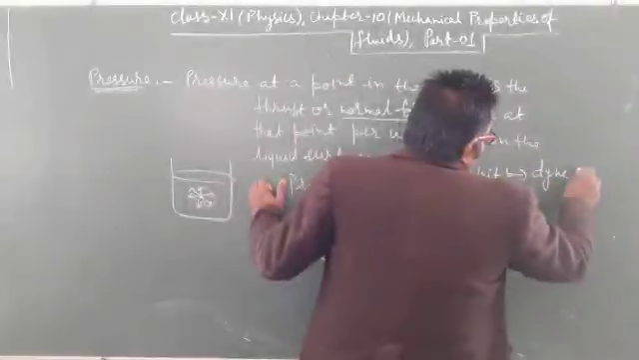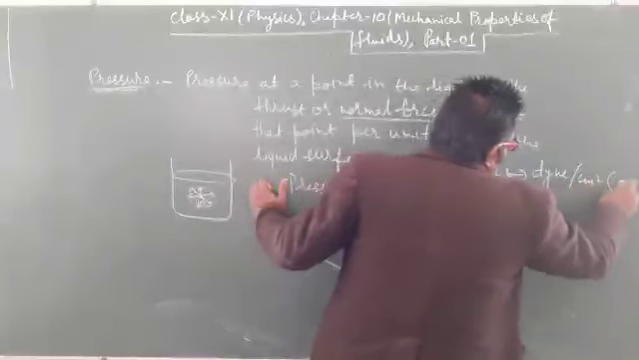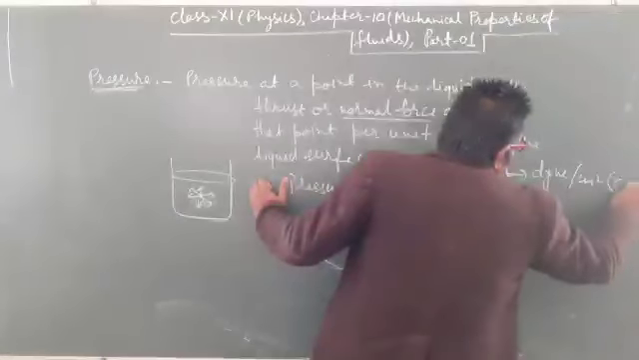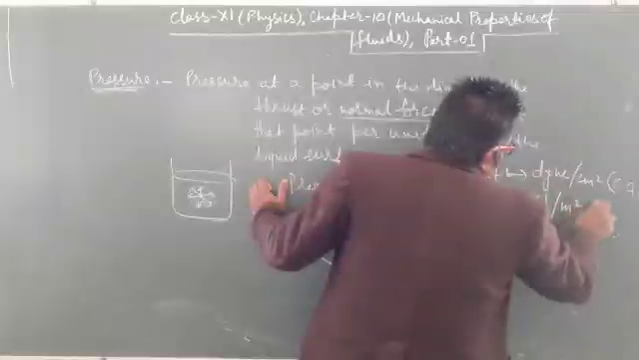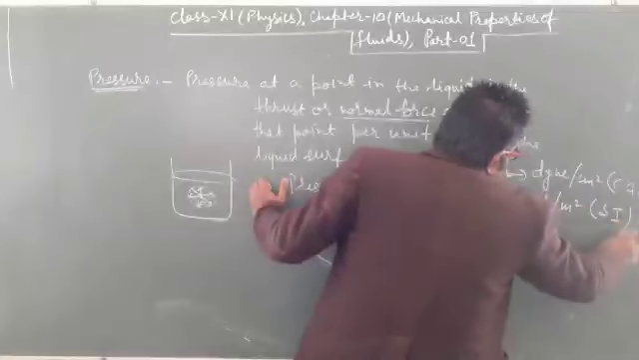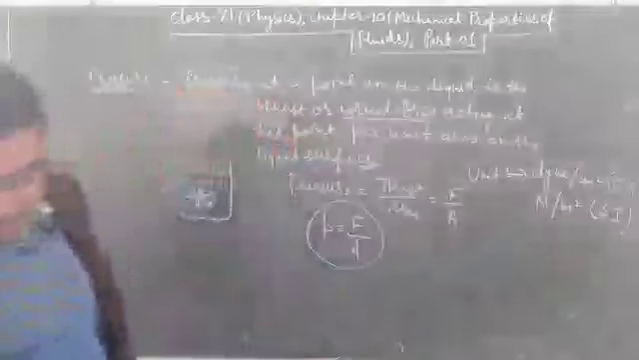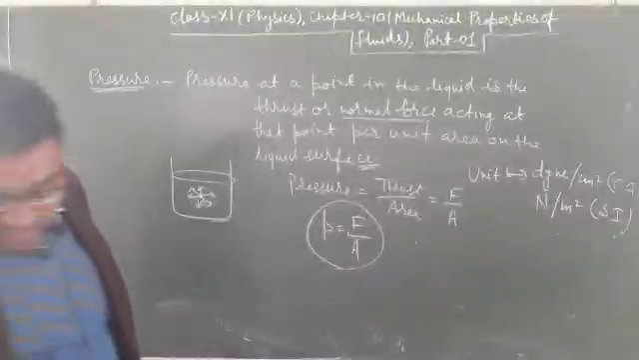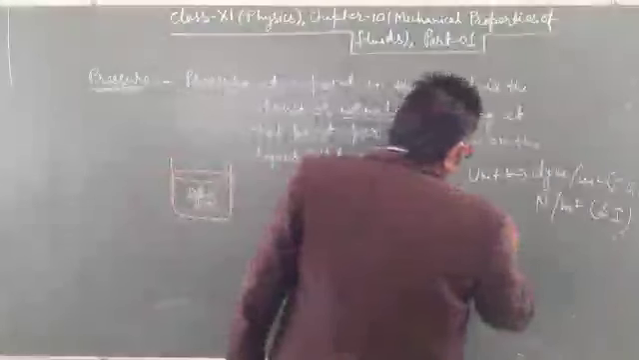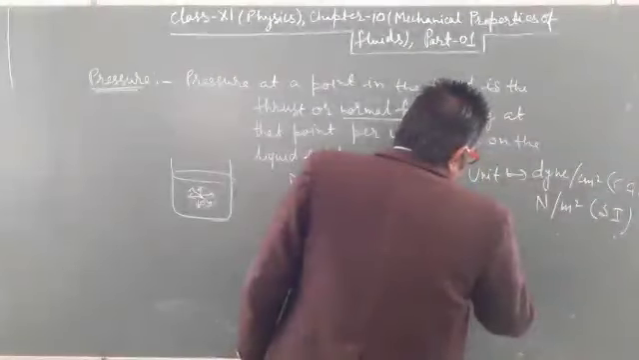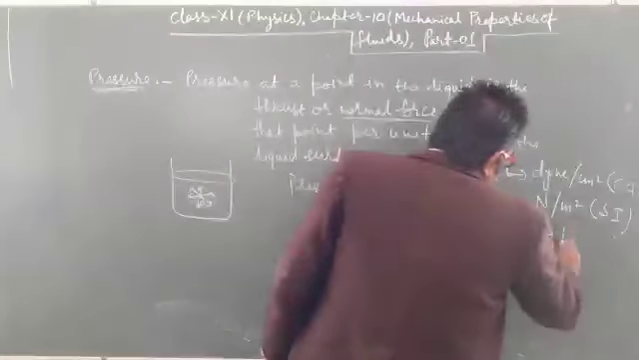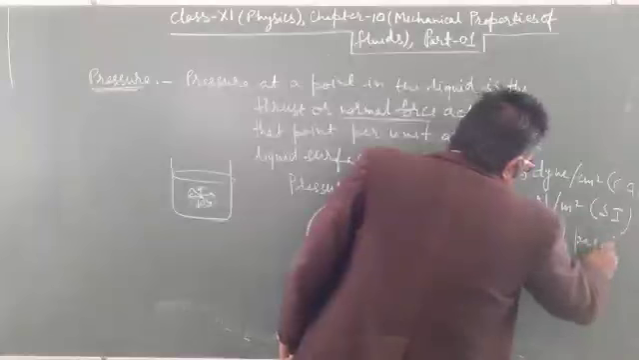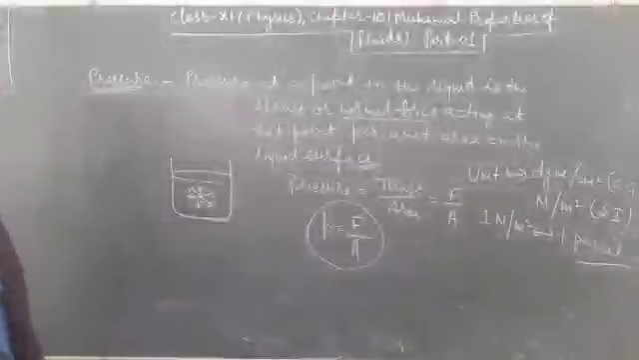dyne per centimeter square, that is the CGS unit. Newton per meter square is the SI unit, and Newton per meter square is called Pascal. 1 Newton per meter square is called 1 Pascal.